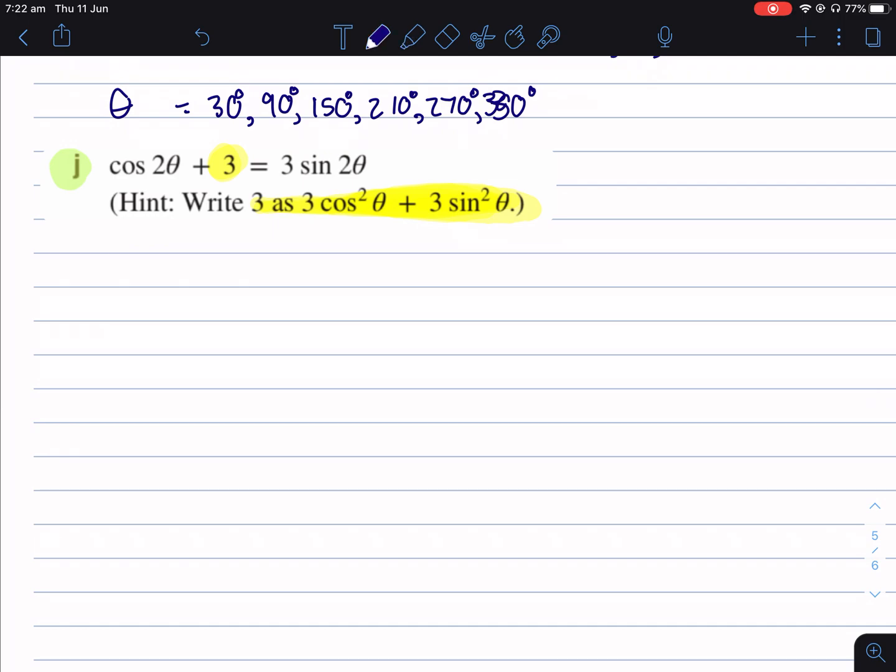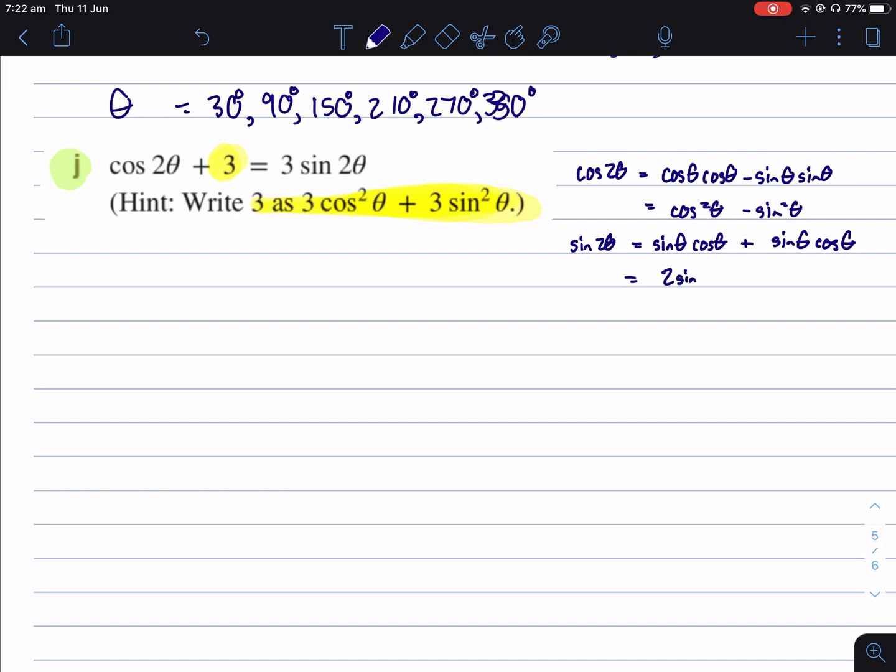Okay. I'm also going to replace cos 2 theta. Well, that's cos theta minus sine theta, sine theta, so that's cos squared minus sine squared. And I know sine 2 theta is 2 sine theta cos theta, not that it matters.